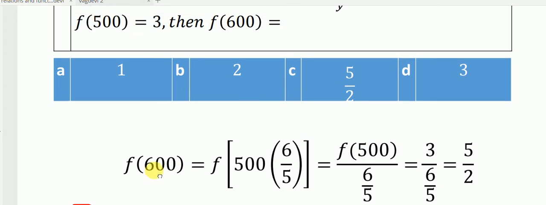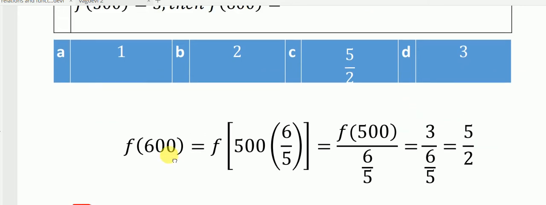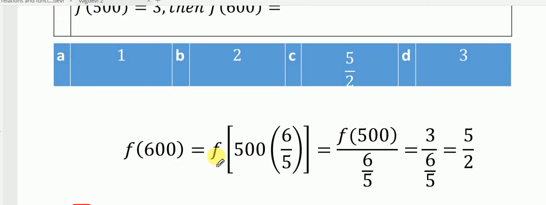I have to find f of 600. So I consider f of 600, which is equal to f of 500 into 6 by 5. I am writing like this because I know the value of f of 500, and 600 can be written as 500 into 6 by 5, because 5 ones are 5 and 5 hundreds are 500. So 6 into 100 is 600.